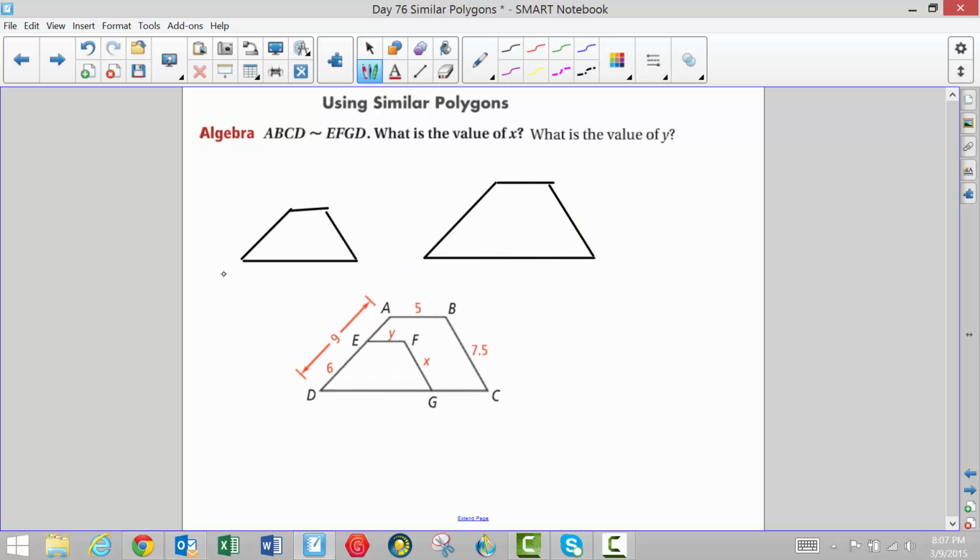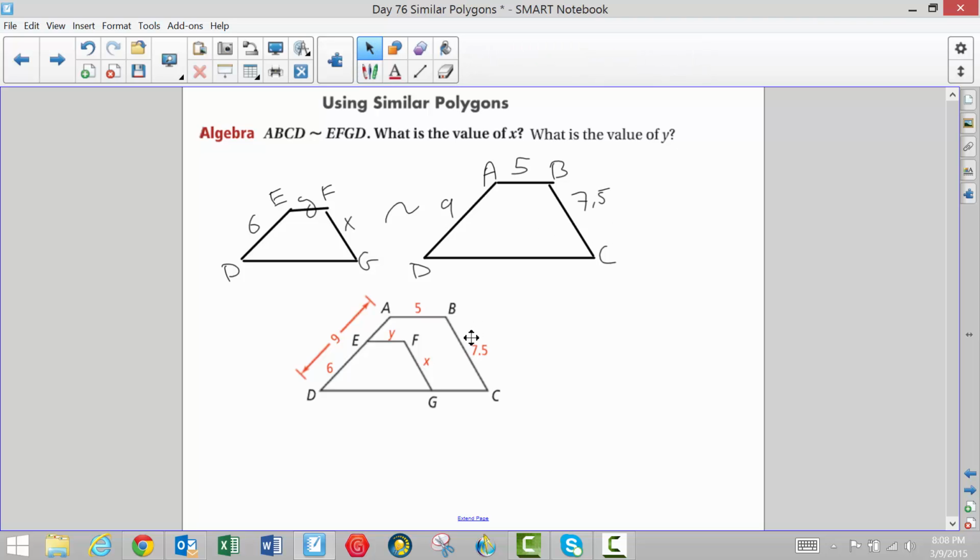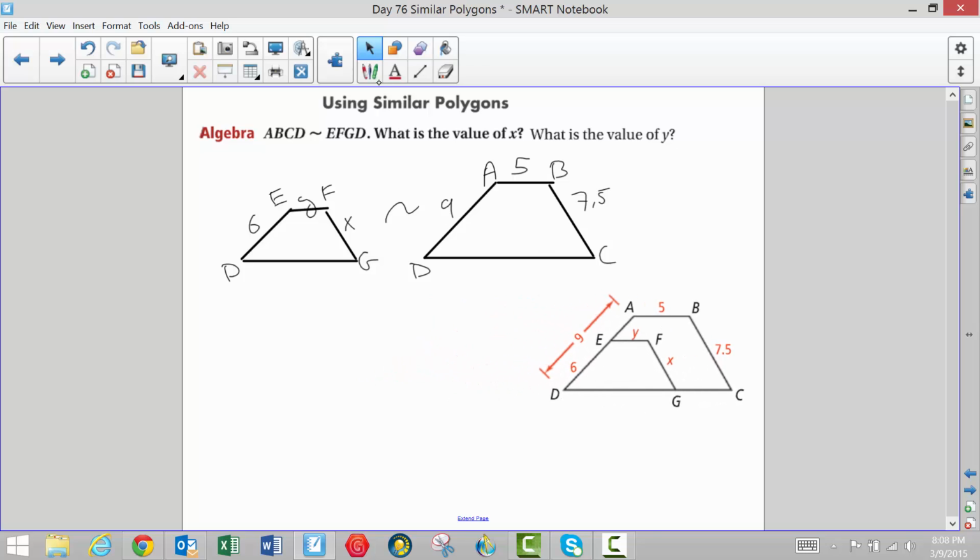So let's write them out. So here's D, here's E, here's F, G, here's D, A, B, and C. And I know that they are similar. How do I know they're similar? I tell you in the similarity statement. So I have 6, I have Y, I have X, I have 9, 5, and 7.5. So since I know that they're similar, I know that they all have corresponding angles congruent. So step 1's already done because I already know they're similar, so therefore all corresponding angles are congruent.